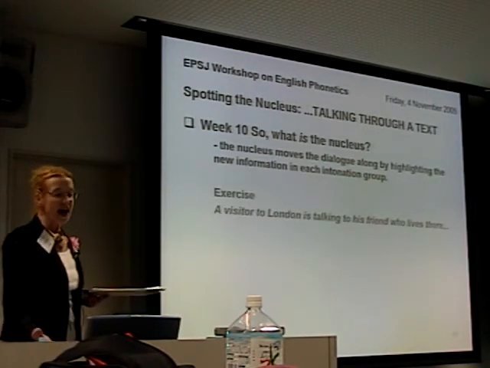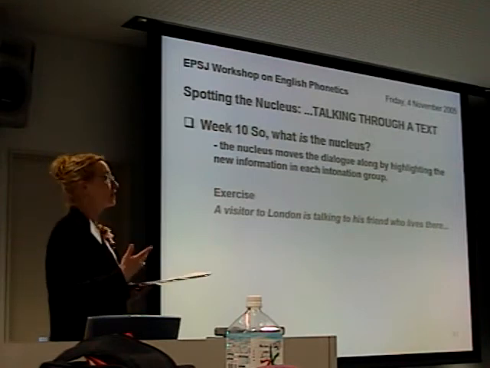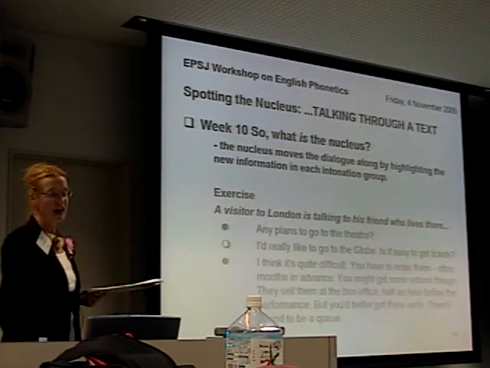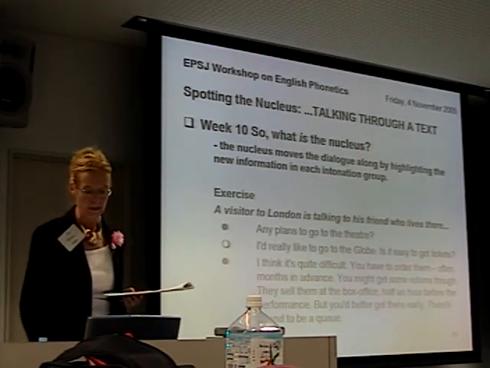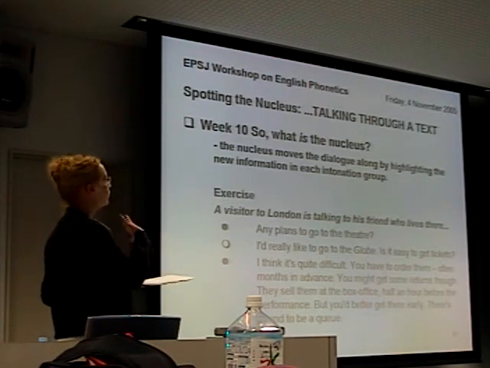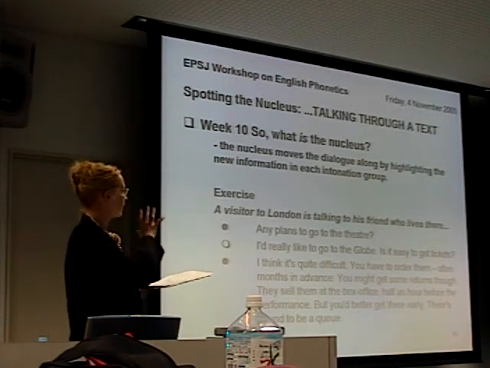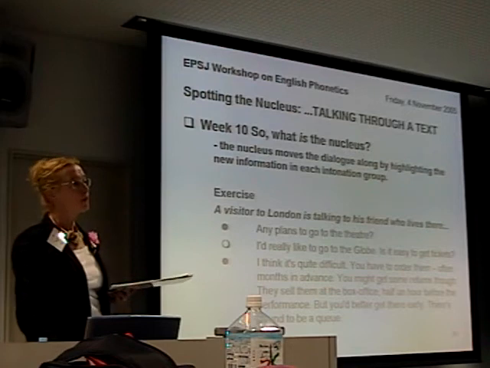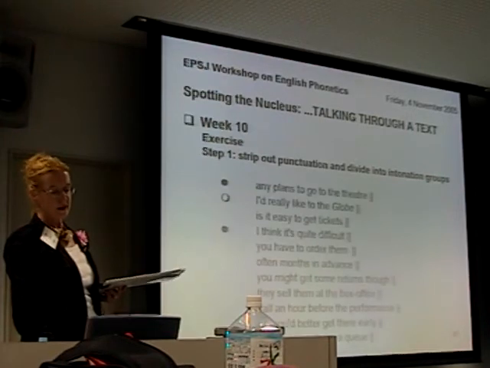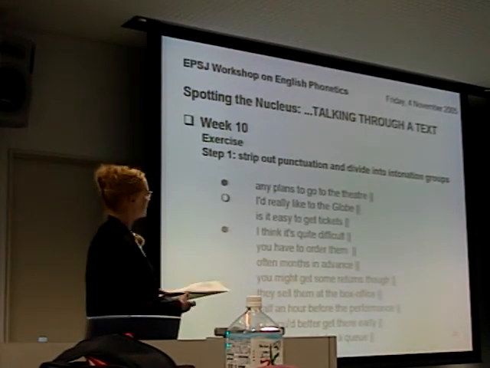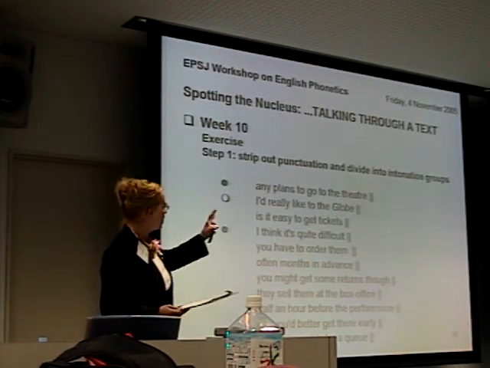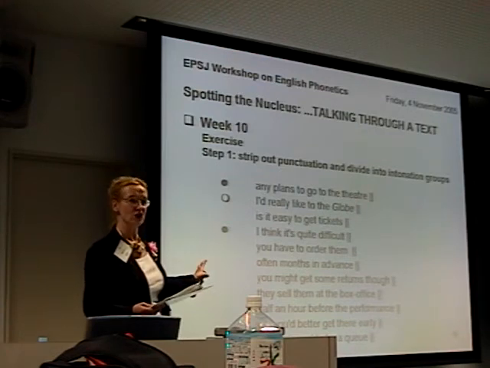So I give them a text, which is going to be a little dialogue. Somebody's just arrived in London, staying with a friend, they're having breakfast, and they're having a chat about what this visitor's going to do all day. Now, don't panic if you don't get all this down, because the first thing that I always recommend students to do when they're confronted with something like this is to strip out the punctuation and break it into its intonation groups. And so we end up with something like that. So it's now beginning to look more like the little dialogues that we've listened to. And each one of those becomes a much more manageable proposition.